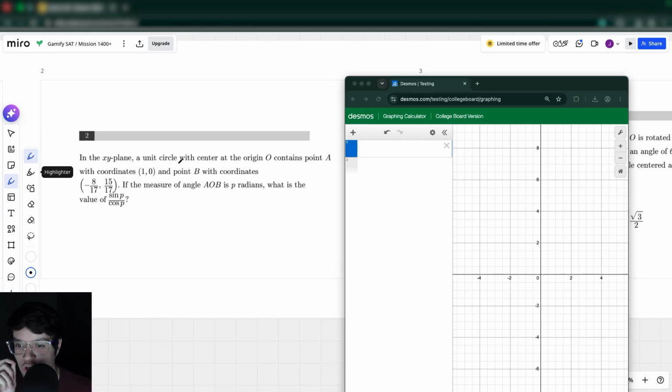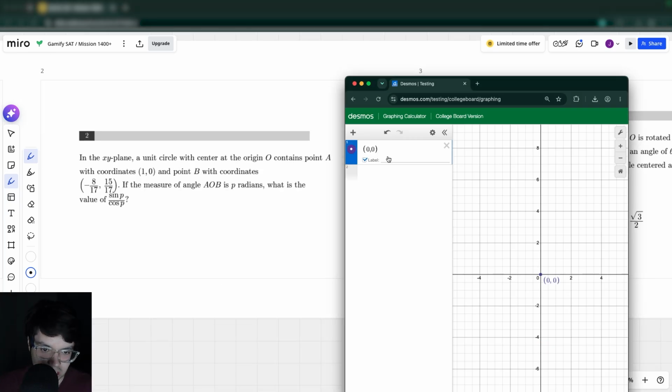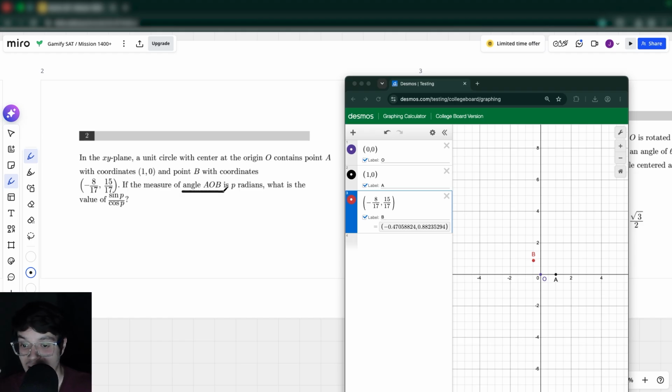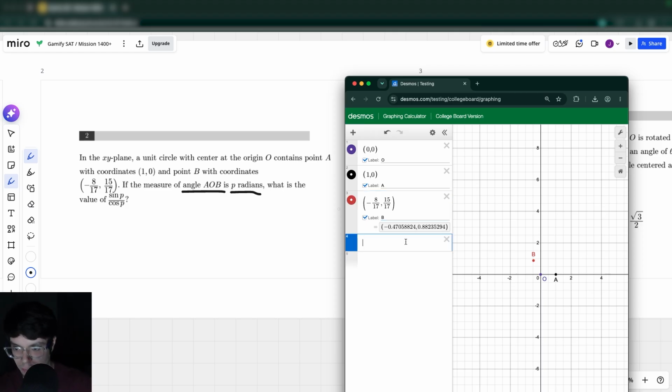Okay, this one here, we have a unit circle with the center at origin O again, so I can just write here 0, 0, label O, and then we have point A with 1, 0, and the point B with these coordinates over here. We're trying to see the measure of angle AOB. They say that it is P radians. What is the value of this stuff here? So now you can see we're kind of working backwards. We already have what the x and y unit would be, and we're trying to figure out what the radians measure would be based off of that.